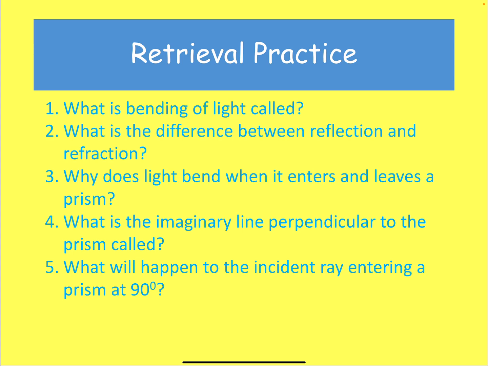Number 3, why does light bend when it enters and leaves a prism? The speed changes. The speed, because the material and the air have 2 different types of densities, meaning the speed will change when it enters and leaves. Number 4, what is the imaginary line perpendicular to the prism called? It's called a normal. And number 5, what will happen to the incident ray entering a prism at 90 degrees? It passes straight through. No refraction, no bending takes place.